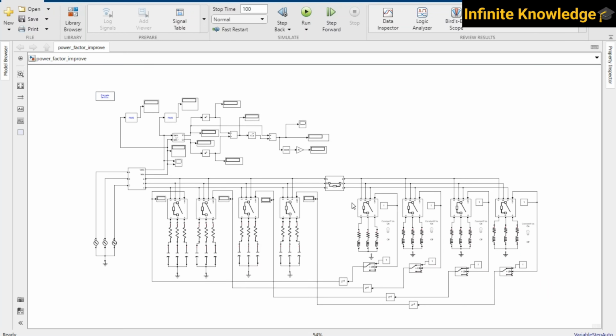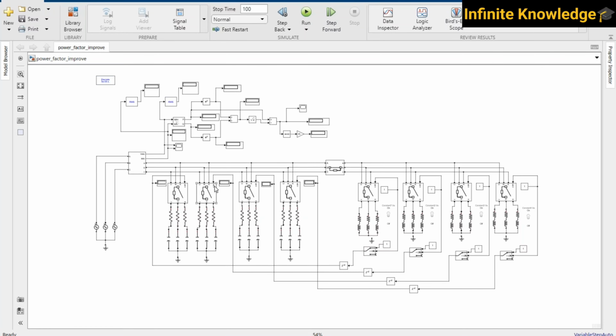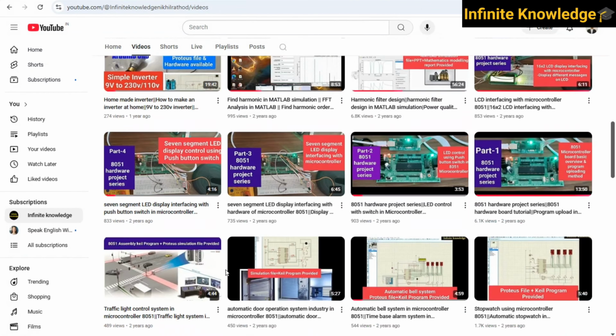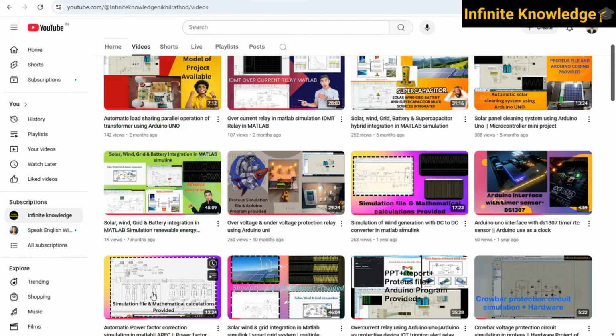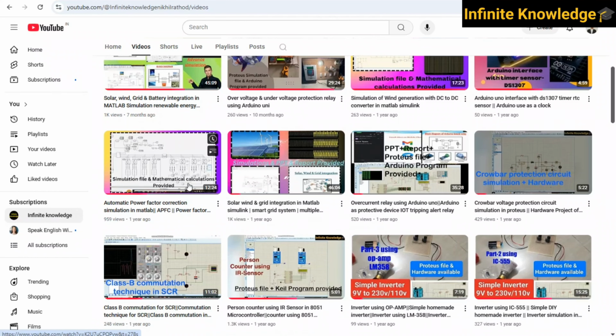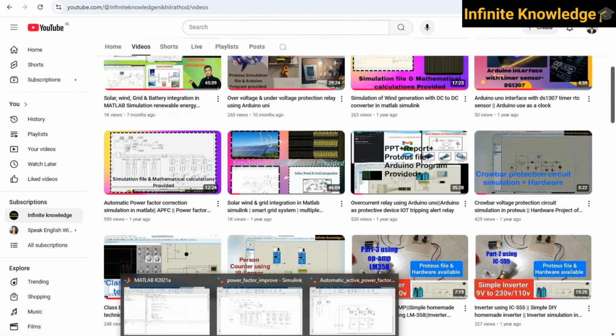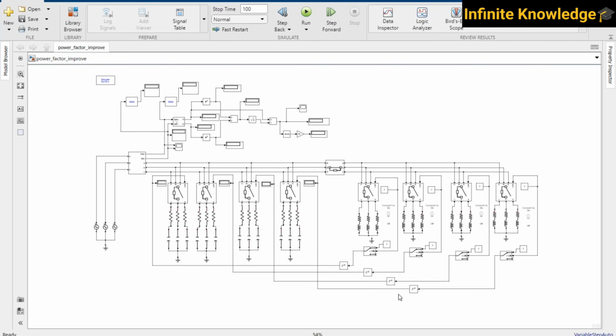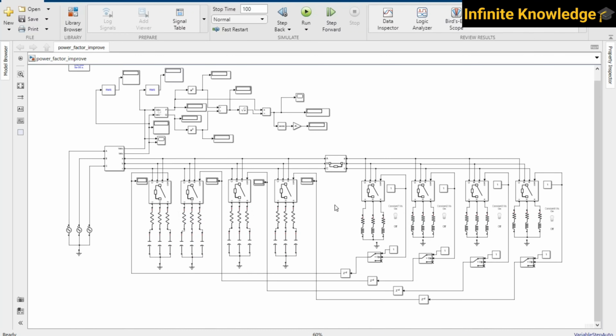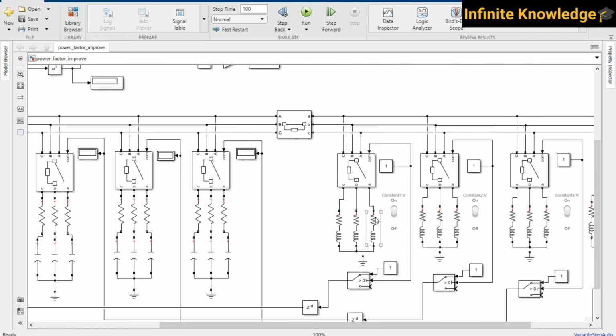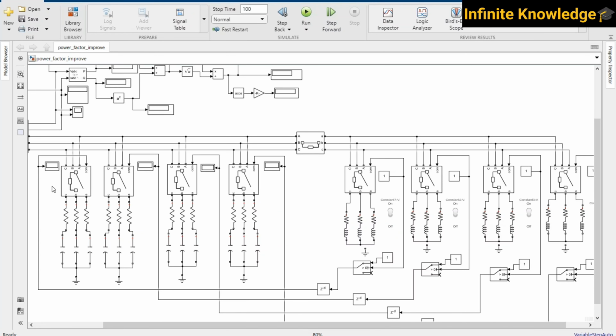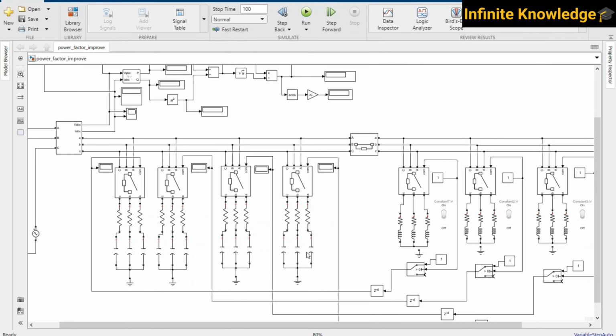So as you are aware, I have already uploaded one video regarding the power factor correction method. So yes, you can see that video over my YouTube channel. This one, the automatic power factor correction, and the simulation for that model is this one. As you can see in this model, as you turn on this load, according to that load requirement, your capacitor banks, these are capacitor banks, turn on by this switch itself.